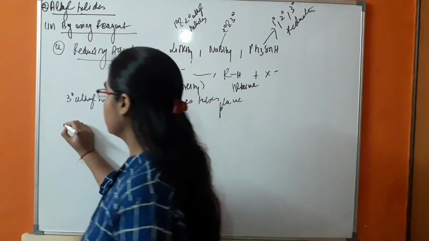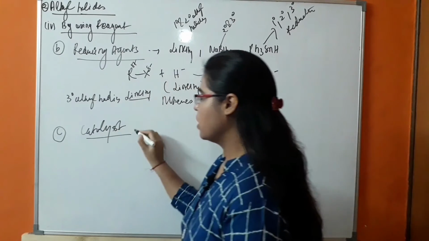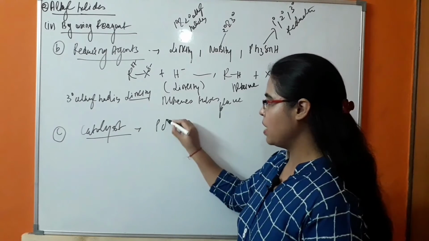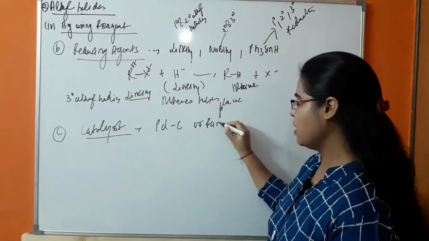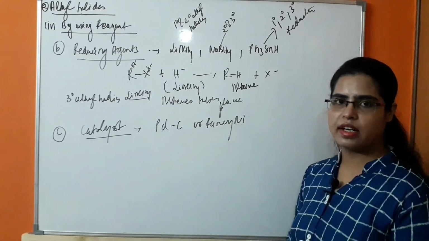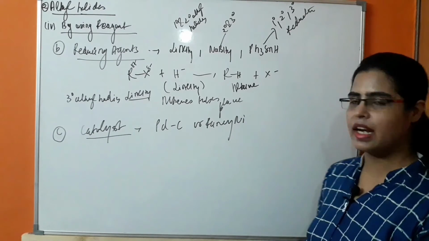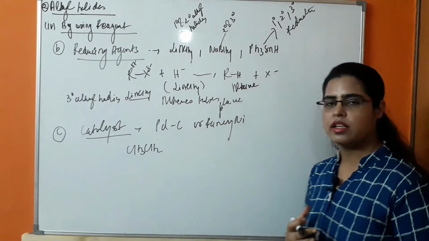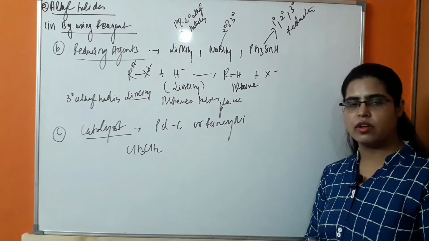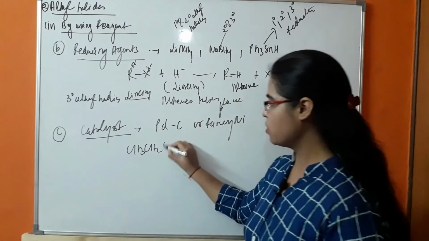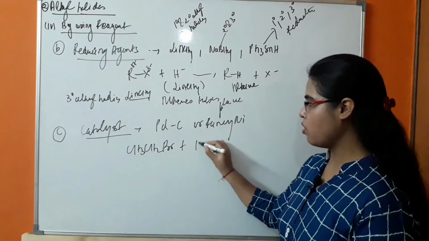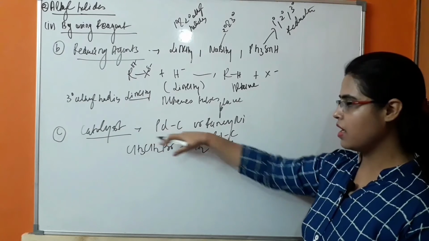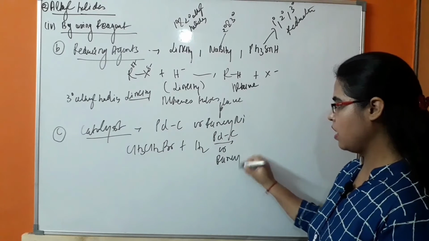Next is catalyst. In this case, catalysts are used for the reduction of alkyl halide, which are palladium carbon or Raney nickel. Either of the two catalysts can be used for the reduction of alkyl halide. So what will happen? In this also there will be generally use of alkyl halides, that is bromide and iodide is used. RBr in the presence of hydrogen and catalyst, either you can take palladium carbon or Raney nickel.